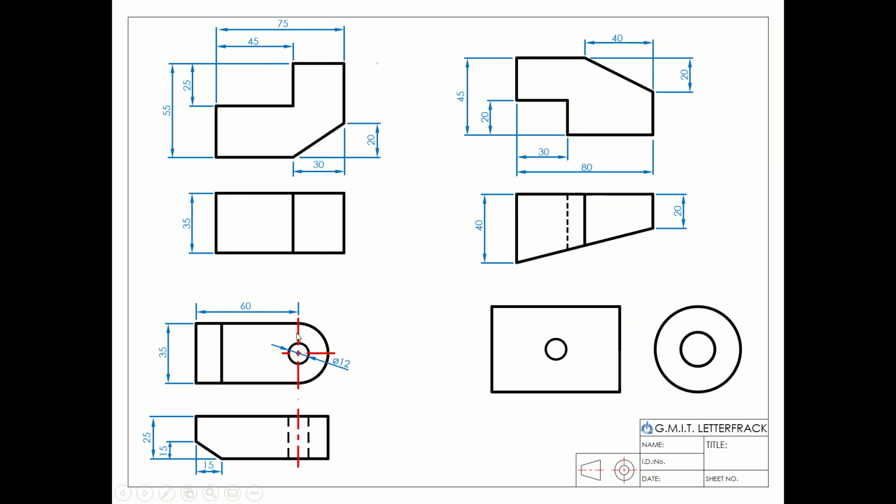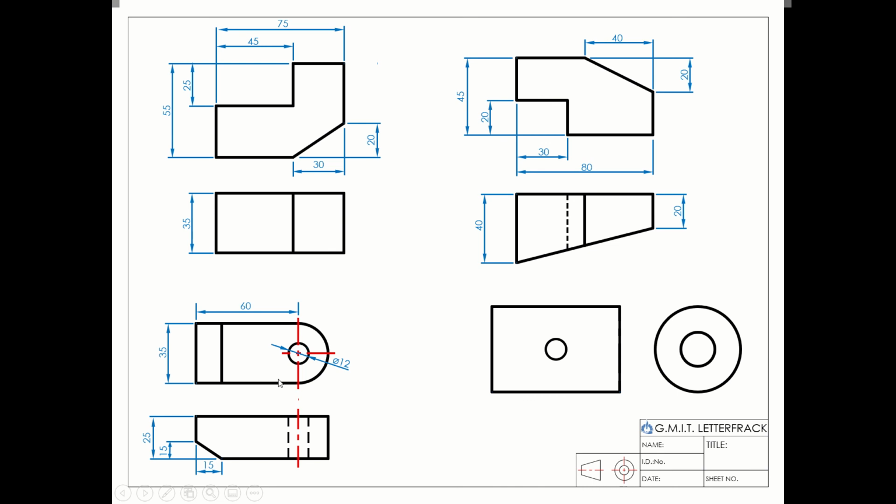I haven't given a radius for the actual semicircle here because the center lines indicate that it is the same diameter as our 35 here, like so. So that is actually indicated. Now, what might be important to us is the location of this center point here. So I've given that a 60, like so.